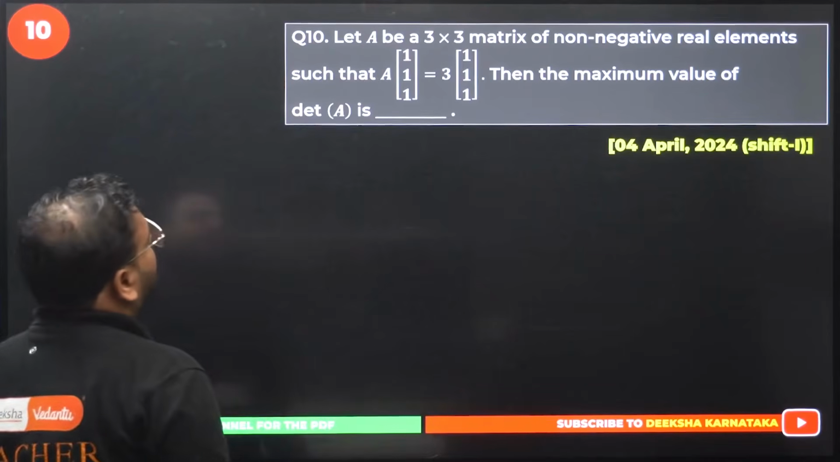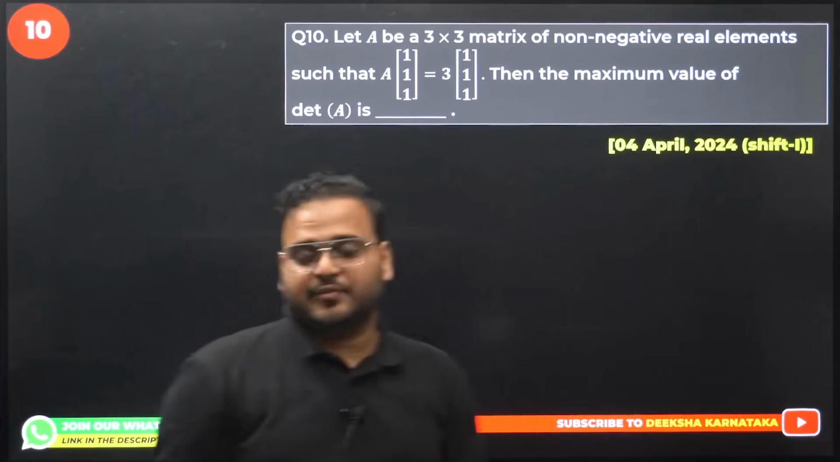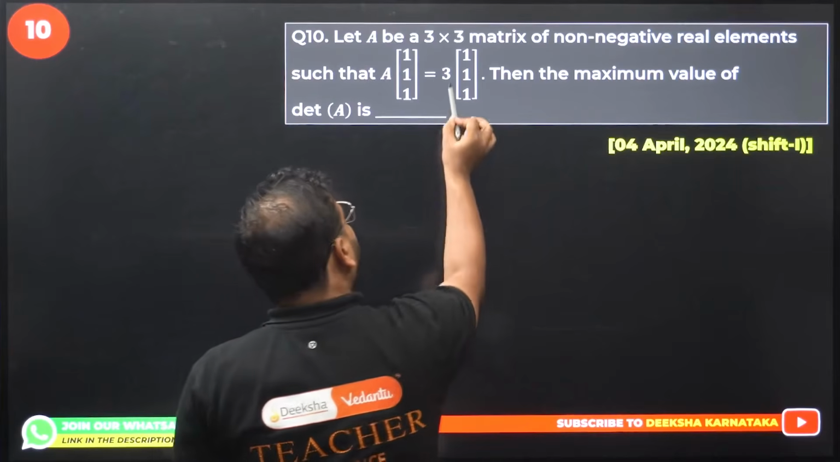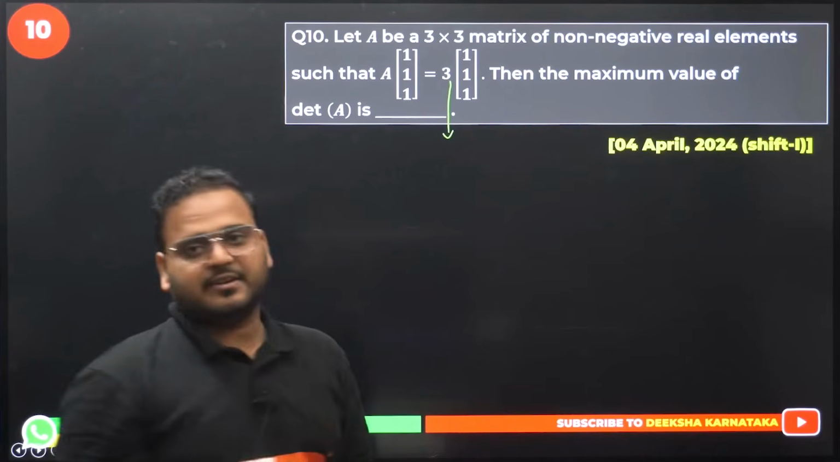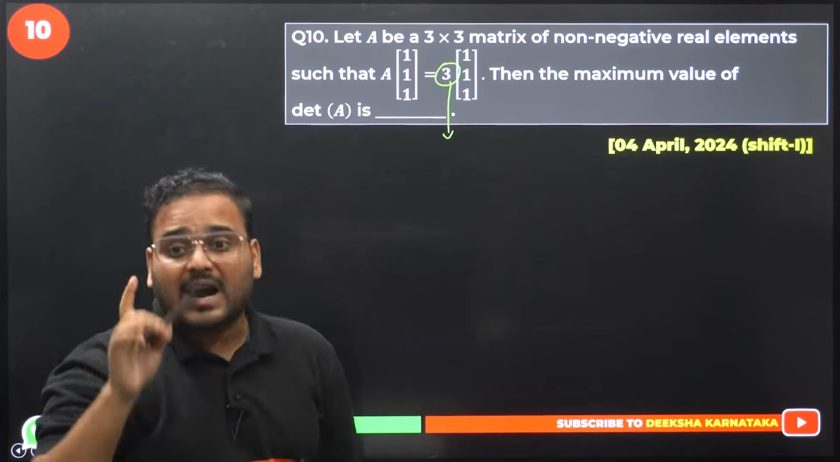Then the maximum value of determinant of A is what? Okay. So when you look at this question, if you start solving it, it will take so much of time. But if you remember a concept called eigenvalue and eigenvector, this is your eigenvalue 3, and we are looking for the maximum value.